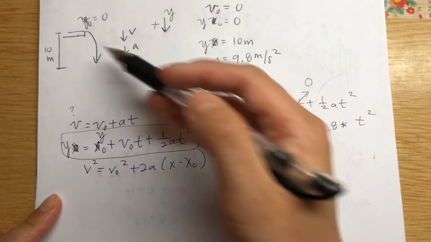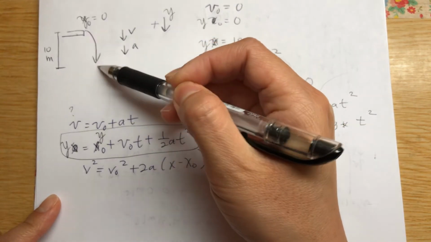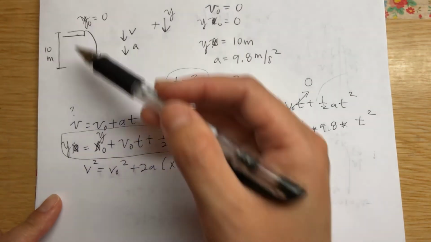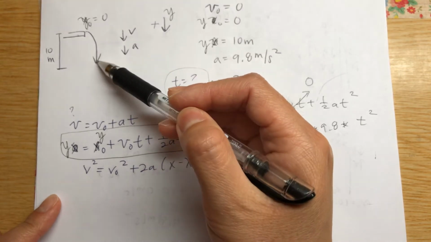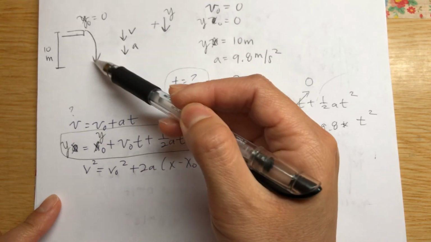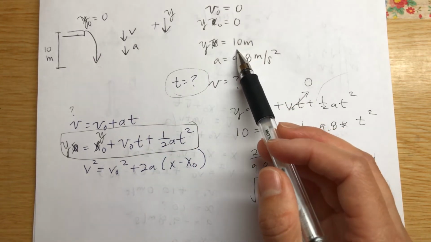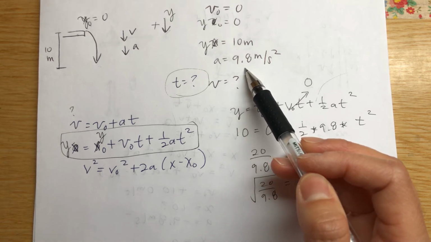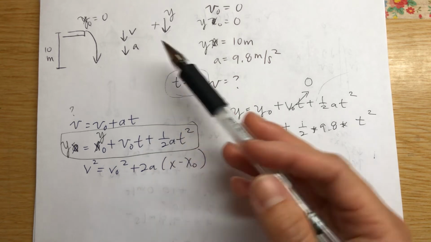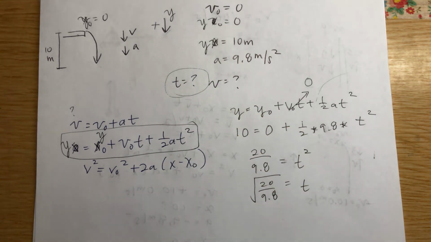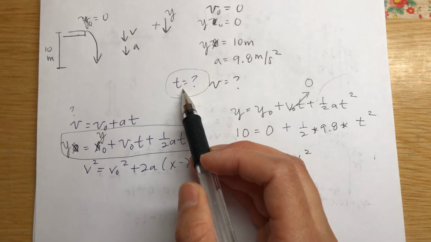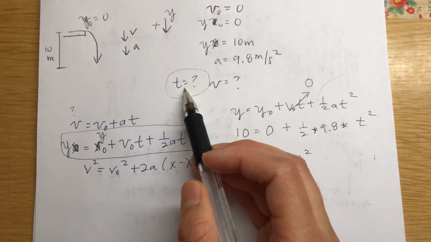And y is a distance of 10. I'm going downwards, along the positive direction, so it's positive 10. Acceleration is going to be positive 9.8 meters per second squared, because again we chose y to be positive downwards. Okay, so it says when does he hit the water, so that's time. At what time does he hit the water?